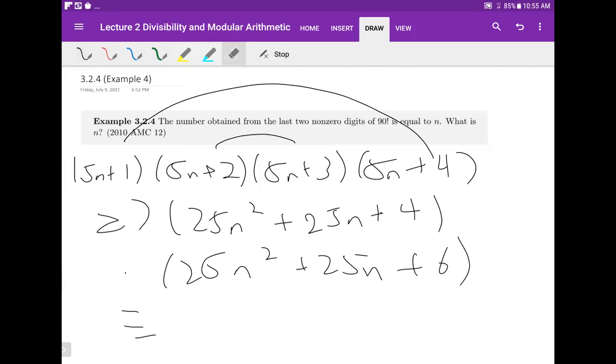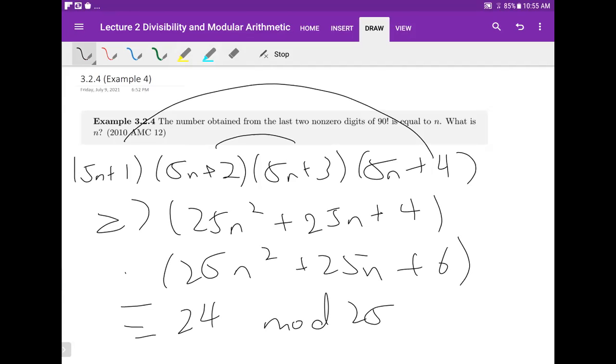Right, so this is equal to, sorry, no, I was right. Never mind. This is equivalent to 24 mod 25, right? Because 25n squared is always going to be divisible by 25. 25n is always going to be divisible by 25, right?